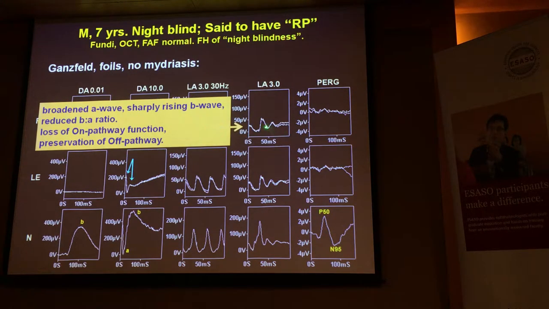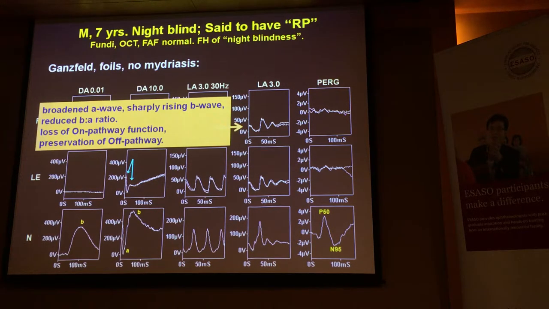When we look at the cone system, this is where shape starts to come in, because the commencement of the A wave is exactly the same as normal, but then the A wave has a broadened trough, sharply rising peak, reduced B to A ratio, loss of the photopic oscillatory potentials, these little wiggles on the B wave. So this is where shape is important, because this particular shape is diagnostic of loss of the on pathway within the cone system and preservation of the off pathway.